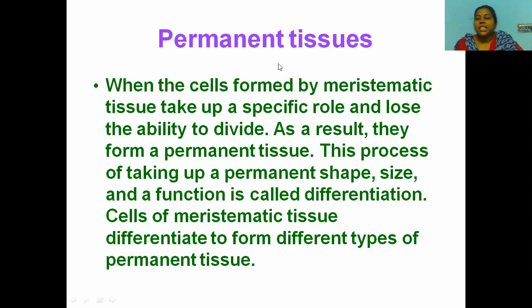Right. Now let us see permanent tissue. Till now, students, we discussed meristematic tissue. Now we are discussing the permanent tissue, the second type of tissue in the case of plants.